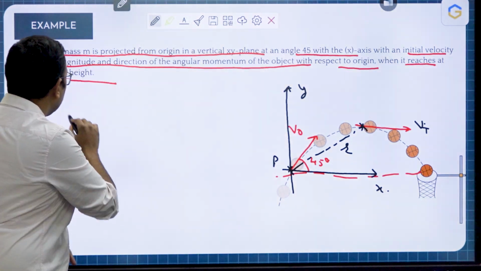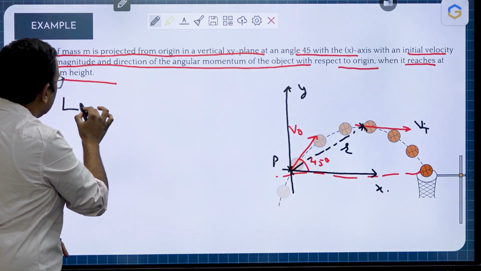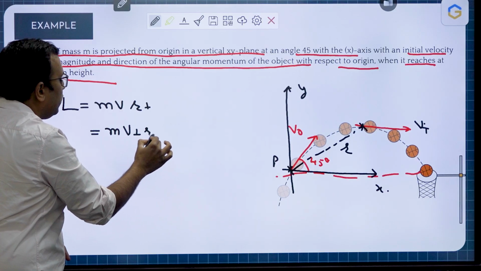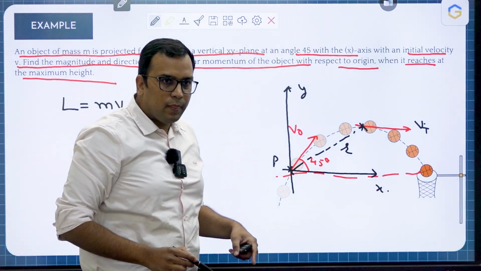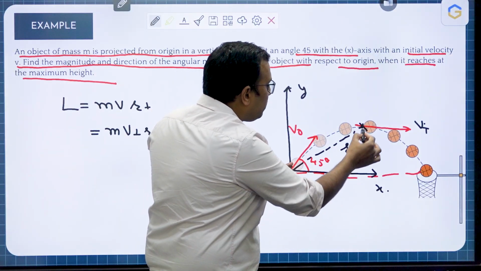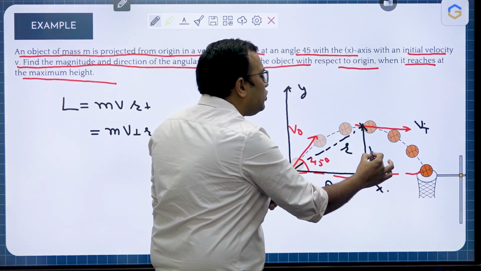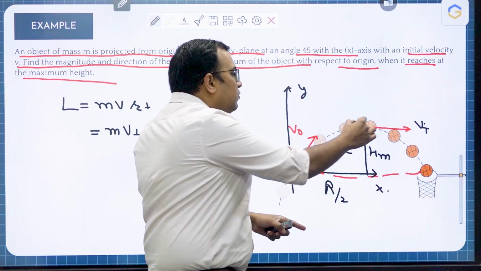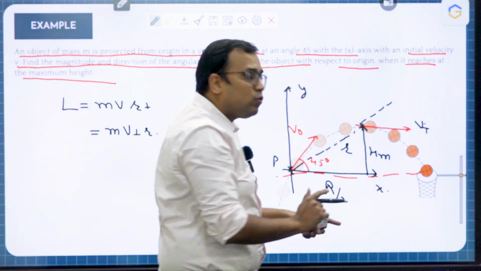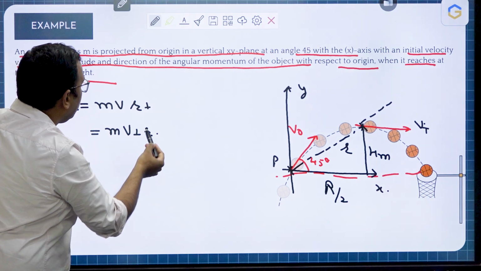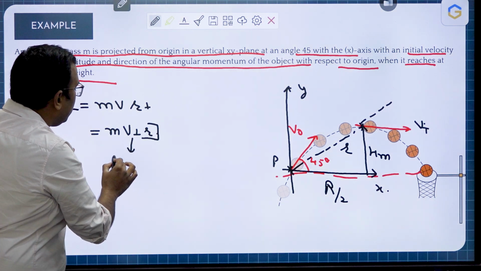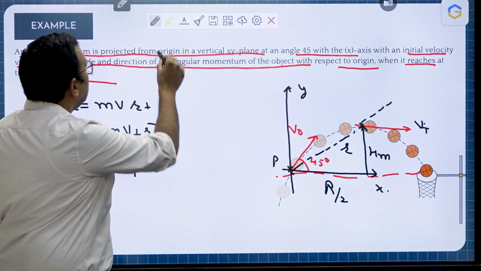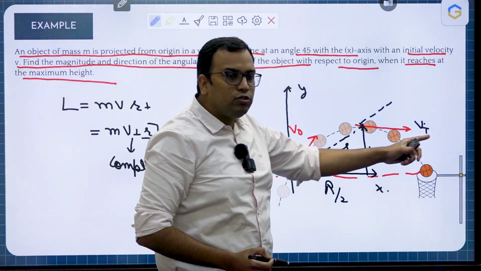You have to either use angular momentum as m into v into r perpendicular or m into v perpendicular into r, right? Now r is also not known to me because this is range by 2, this is h max, so I have to calculate range, calculate h max, then calculate r, and then again they would not be at an angle, so I have to resolve velocity into components. So this process wherein I have to use m v r perpendicular becomes a little bit complex, right?